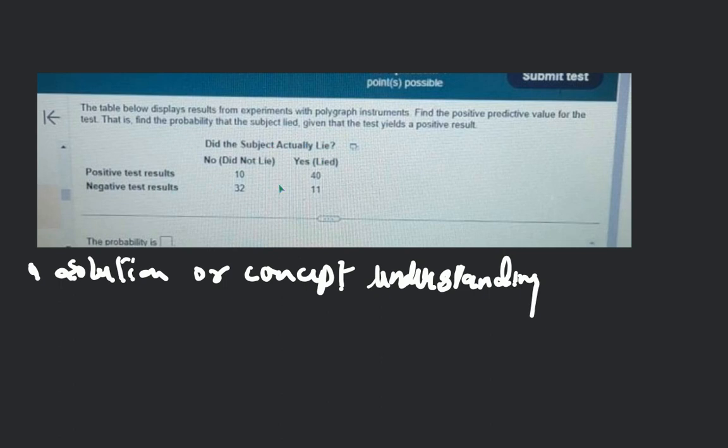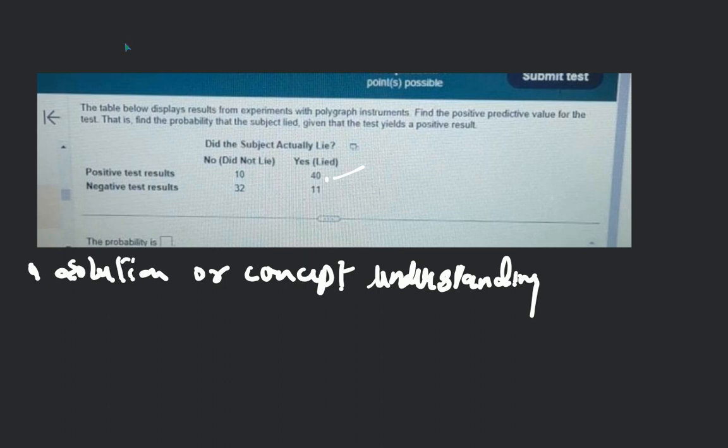Subject lied. Okay, so positive result 10, and did not lie. So they have positive inside. They said no in 10, and yes, they said 40. Negative result 32 in 11. Find the probability that the subject lied, given the test yields a positive result. Okay, so I believe we have to see the first case. So we have to find the probability in the case when the test yields a positive result, right? So positive result, the first one, right? So find the probability that the subject lied.